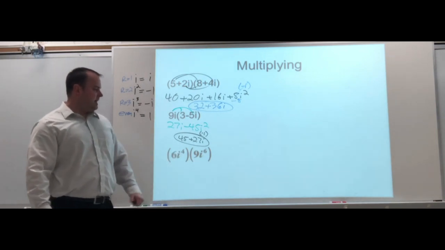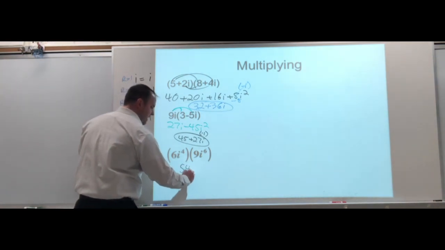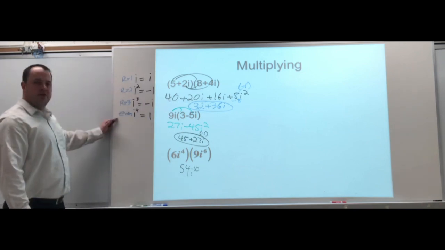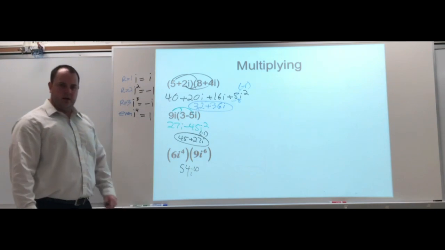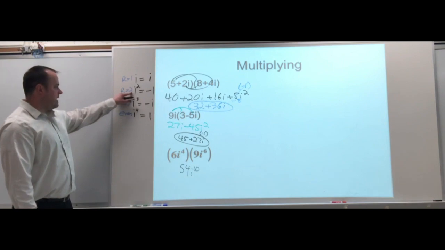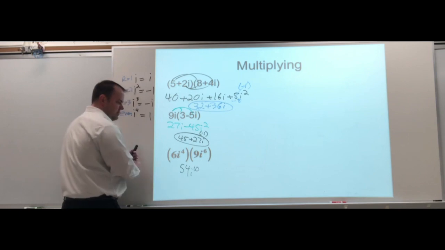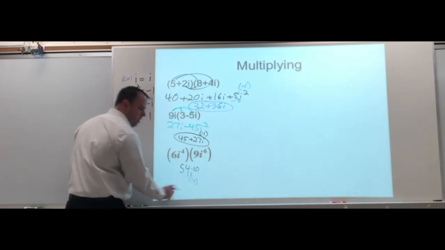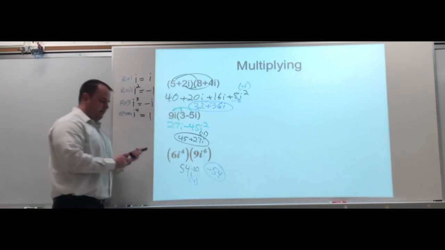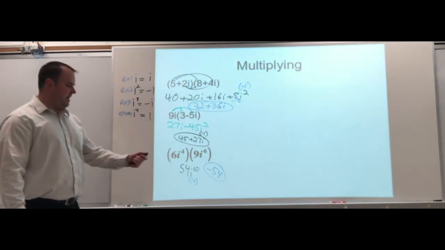6i to the 4th times 9i to the 6th. Multiplying these, we get 54i to the 10th. Okay, now here's one where I'm going to use my rotation. How many times does 4 divide into 10? Okay, 4 divides into 10 twice with a remainder of 2. So since it's a remainder of 2, that i to the 10th is going to simplify to -1. So it's actually 54 times -1. 54 times -1 is -54. Okay? Think about how many times 4 goes into 10.